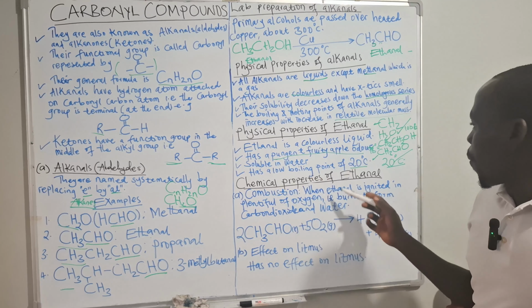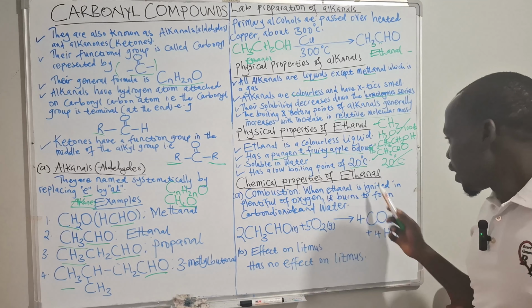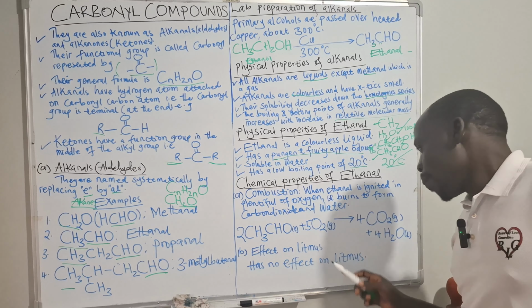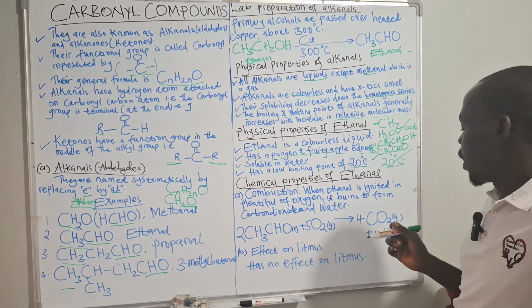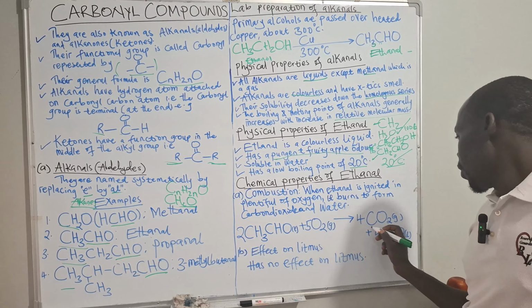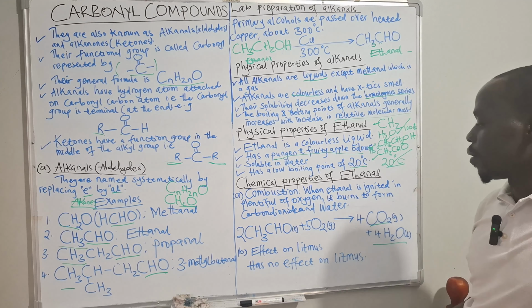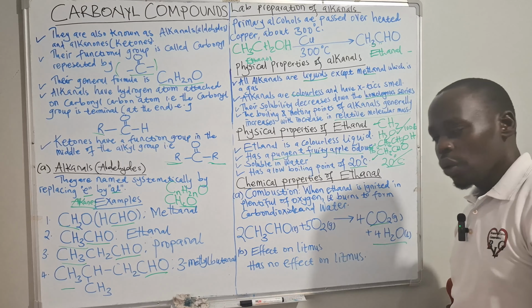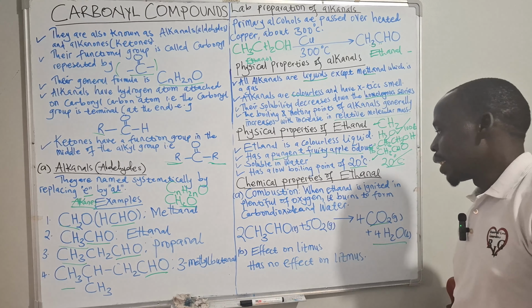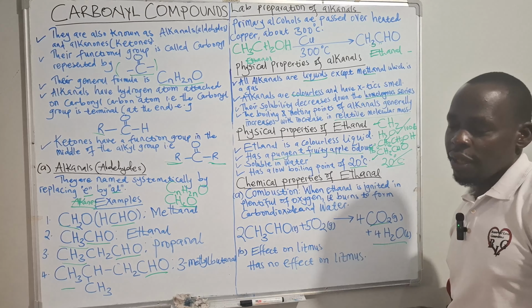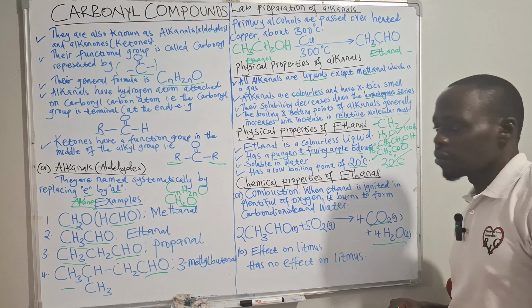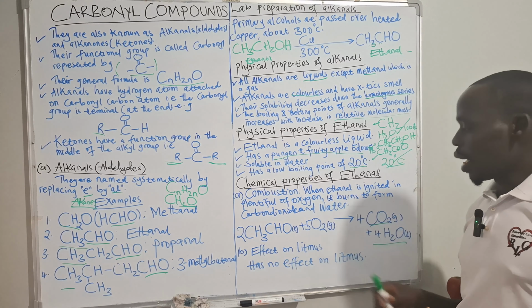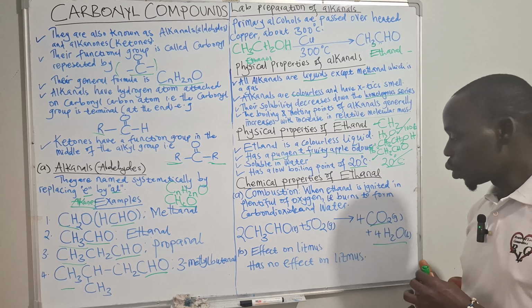So let's come to the chemical properties of ethanol. We said combustion, so burning. Ethanol burns in a plentiful supply of oxygen and will give carbon dioxide and water molecules. Now you will also look at other chemistry, like when oxygen is in limited supply, so it burns to give you carbon monoxide, and in the process we also produce soot, which is carbon.